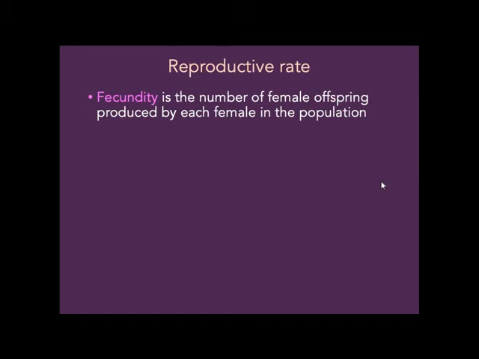Okay, so we're going to talk a little bit about reproductive rate. When I talk about fecundity, I'm referring to the number of female offspring produced by each female in the population.